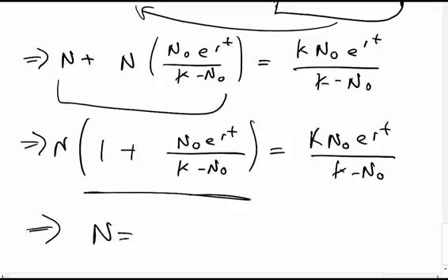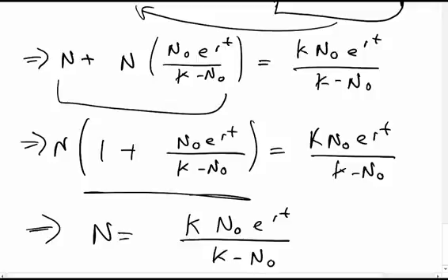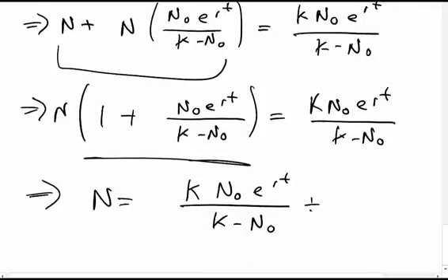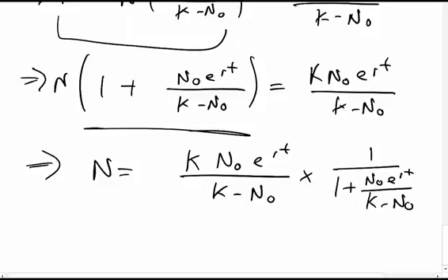So n equals k n naught e to the rt over k minus n naught, divided by all of this thing, which is the same as multiplying by its reciprocal. So I'm going to just multiply by its reciprocal, so multiplied by 1 over 1 plus n naught e to the rt over k minus n naught. And then basically I can just multiply tops and bottoms together, it's just a fraction.